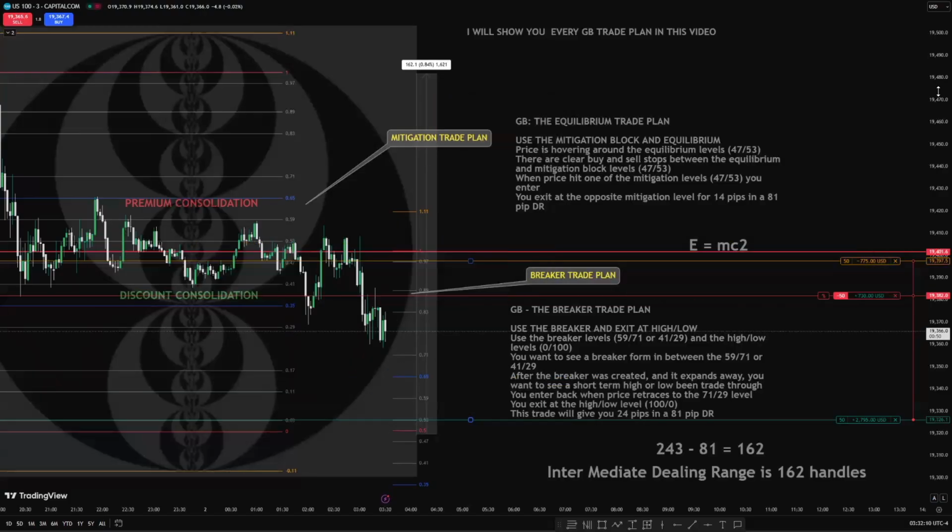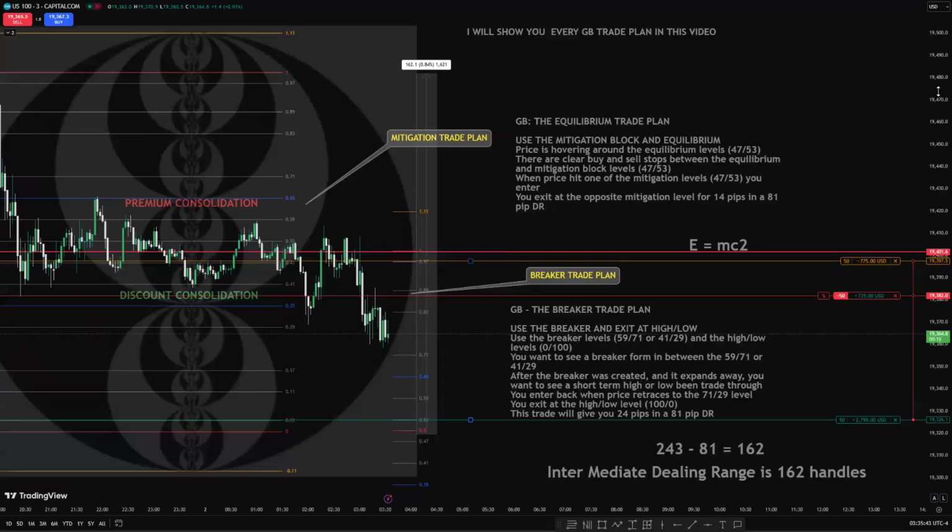First, you want to see a breaker form somewhere within those breaker zones, either between 59 and 71 or between 41 and 29. This breaker is usually a result of a failed move and marks a shift in market structure. Once the breaker is formed and price expands away from that zone, wait patiently. We will wait for price to take out a short term high or low. This confirms liquidity has been taken.